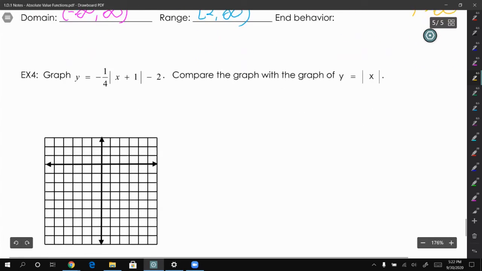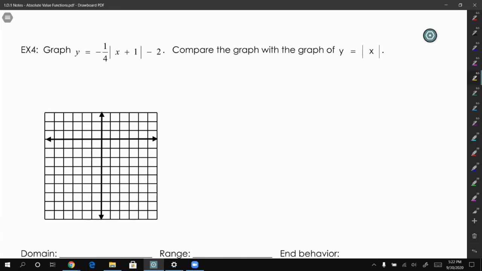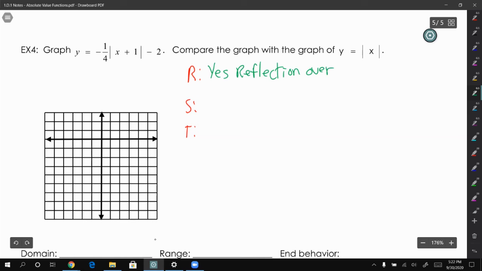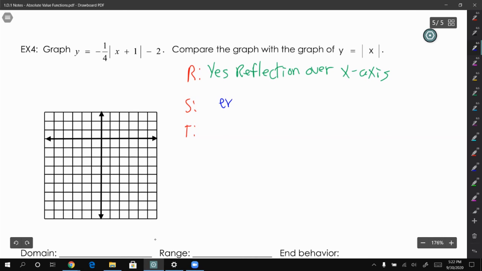All right, the last one will combine a bit of everything. So it's y equals the negative 1/4 absolute value of x plus 1 minus 2. So this has everything in it. So RST. Reflection, yes. Reflection over the x-axis, because our a value is negative. Shrink or stretch, there's a vertical shrink by 1/4, because that is our a value.